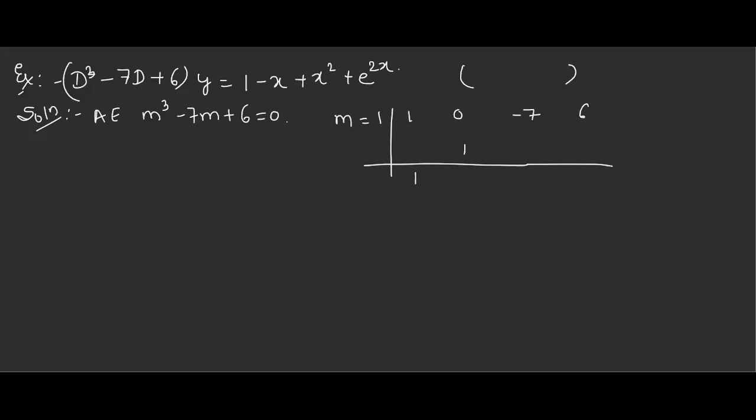Multiply: 0 plus 1 is 1. Minus 7 plus 1 is minus 6. Into 1 is minus 6. So 0. So you'll get m square plus m minus 6 equal to 0. Tell me the roots of this.